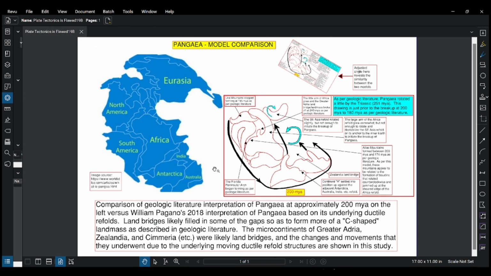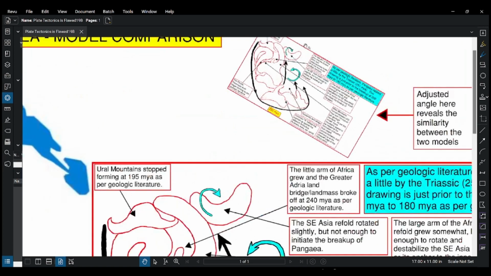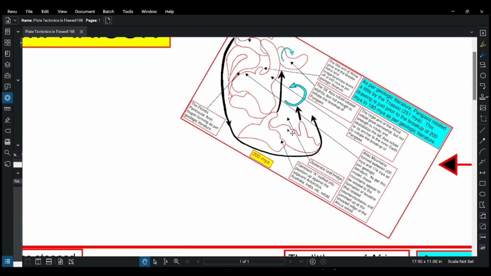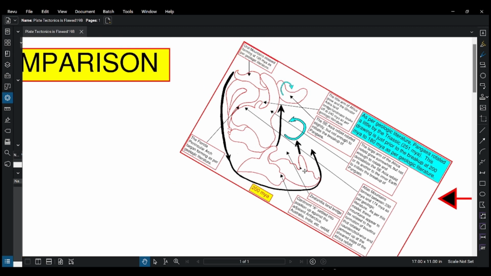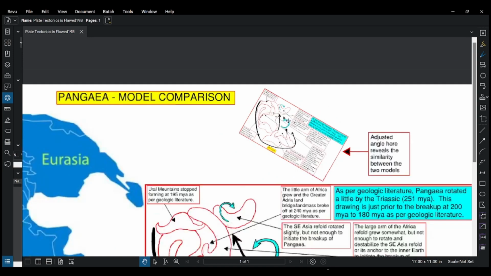Okay, this is model comparison, my model, which is on the right. About 200 million years ago, just prior to the major breakup of Pangaea. And there's a literature diagram of Pangaea. Both C-shaped and everything. And if you angle it right, it's even more accurate here. So this one is, see that shape, that classic C shape here. So there's a lot of similarities.